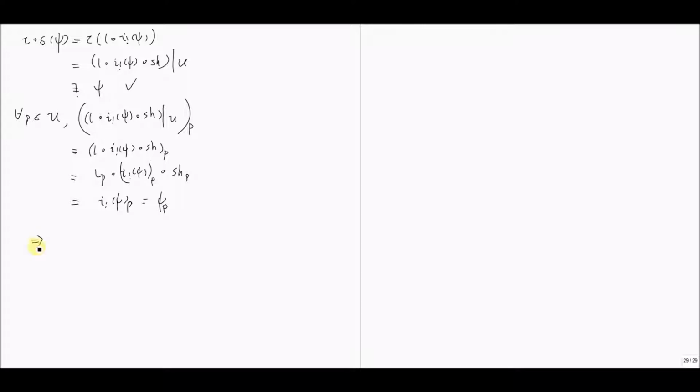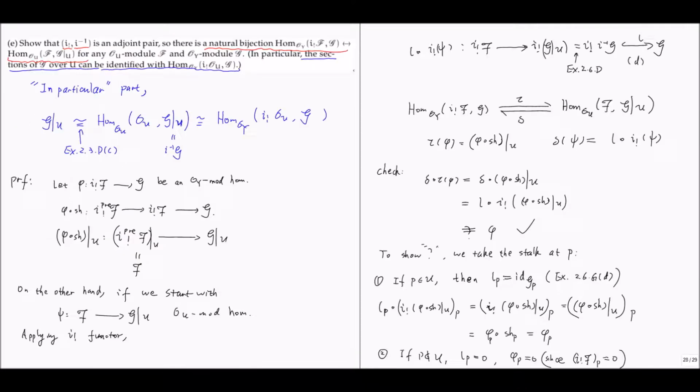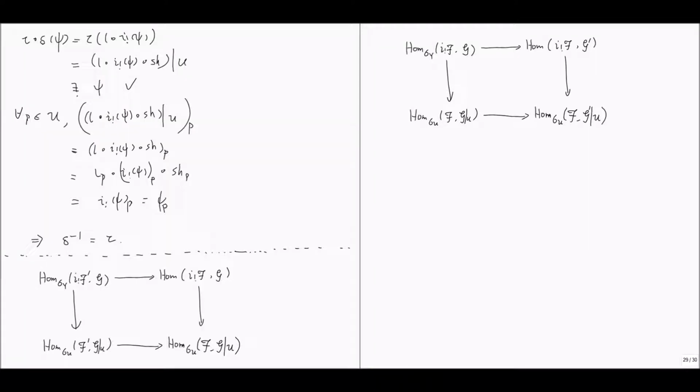So now you can draw the conclusion that delta's inverse is tau. So now we have constructed a bijection between these two Homs. And now we want to show the naturality of this bijection. To this end, we need two diagrams. The verification of the second diagram is slightly more difficult than the first one. So let's verify the second one.